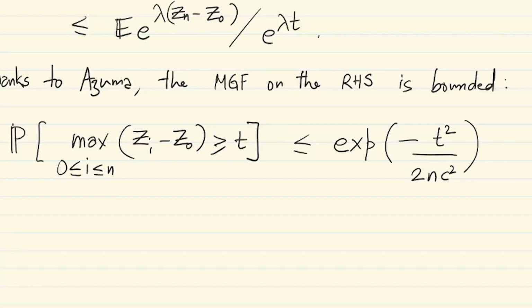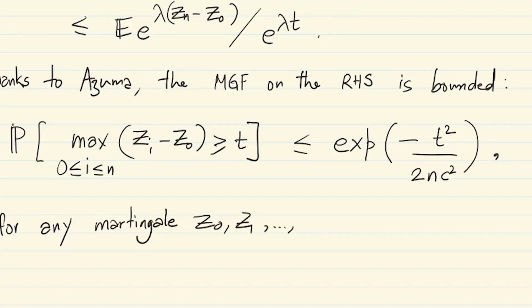for any martingale process Z0, Z1 and so on with bounded increments, so that the absolute value of Zi minus Zi minus 1 is at most c for all i.